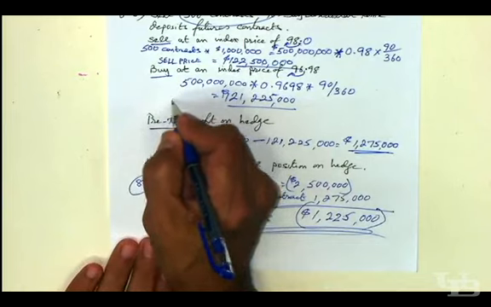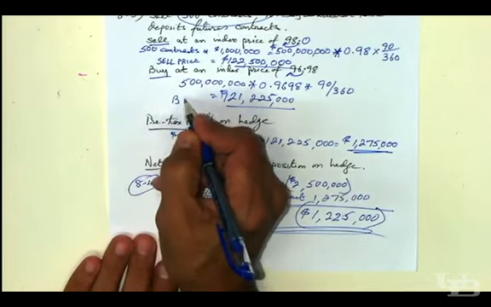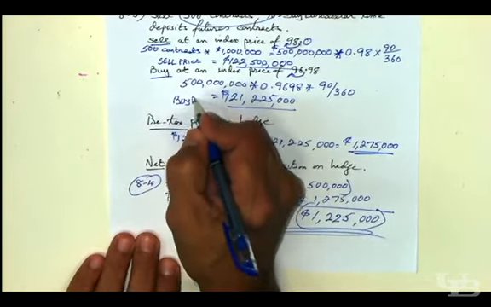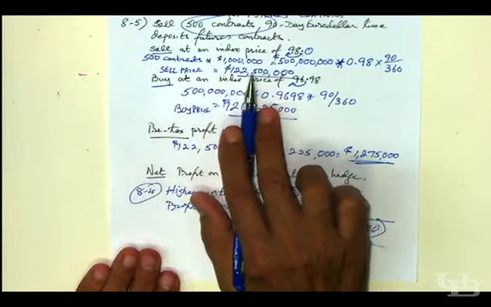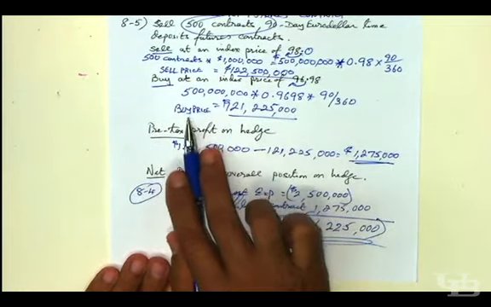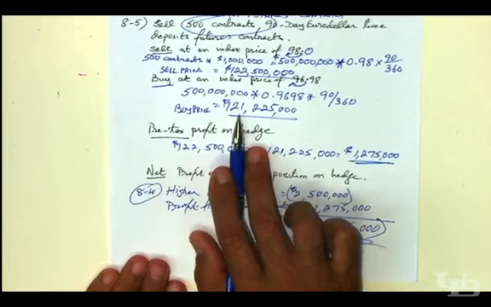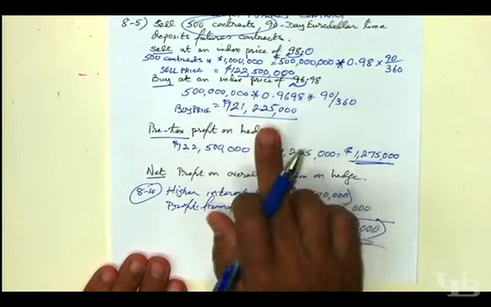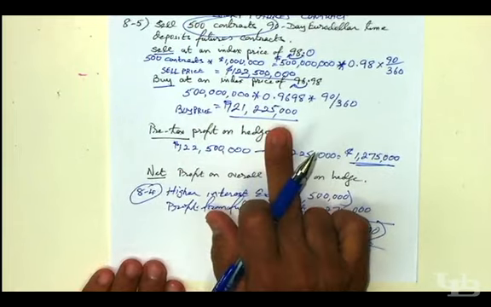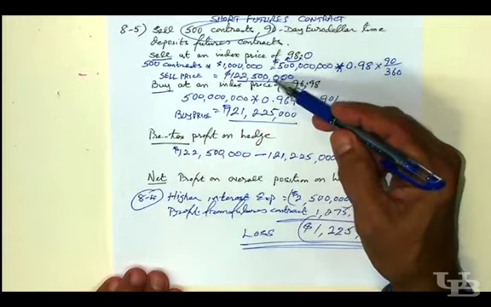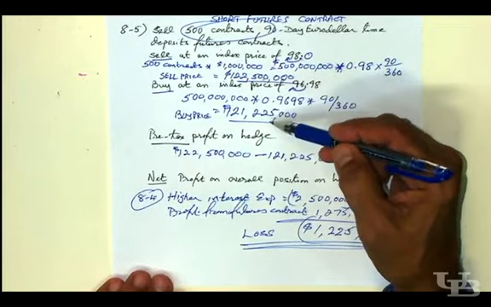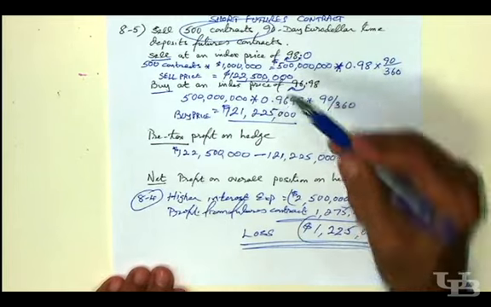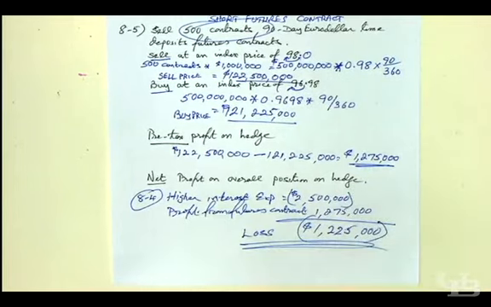The institution will buy the same contract that they sold for $122.5 million. They will now buy that same contract for $121,225,000. So they sold it at a high price. When rates rise, values fall, they buy it at a lower price. The institution is making a profit of $1,275,000.